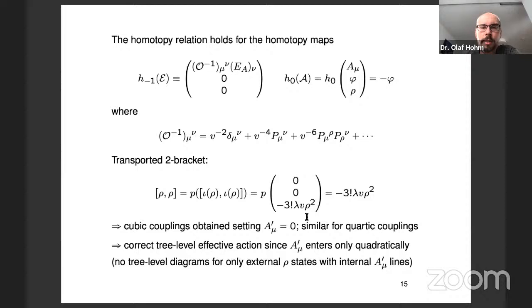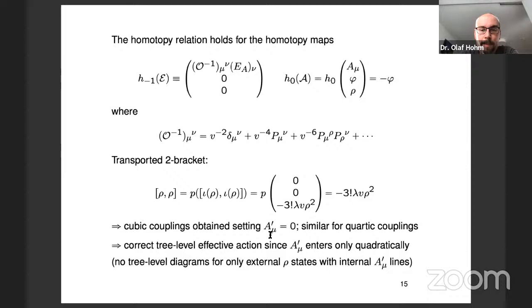So what you, at the level of the action, have essentially done is set to zero A mu or A mu prime, which is this gauge invariant combination with bar phi. And you can check that the same is true for the three bracket, in other words, for the quartic couplings. So homotopy transfer for, quote unquote, integrating out A, in this example, just amounts to setting it to zero. So that's not very exciting, but if you think about it for a second, that is the correct tree level effective action for integrating out A mu or A mu prime.